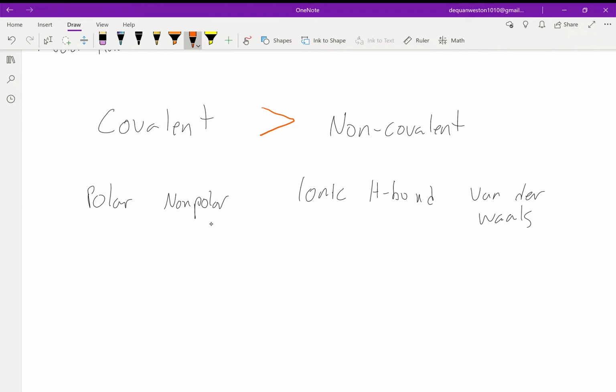And then when we get down here, know that an ionic bond is stronger than a hydrogen bond, and a hydrogen bond is stronger than a van der Waals. As far as polar and nonpolar, they're about equal. So no, covalent is stronger than non-covalent. And then over here, ionic is stronger than hydrogen bond, and that's stronger than a van der Waals.